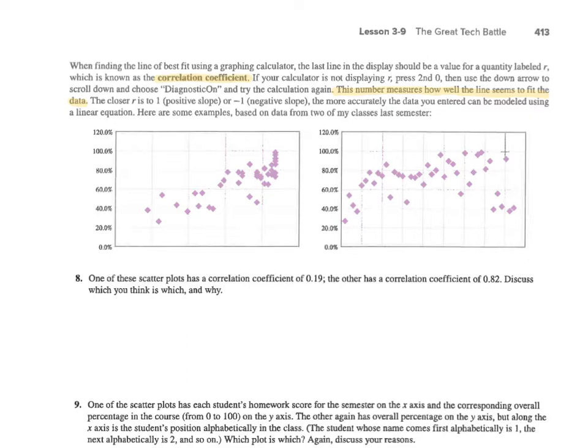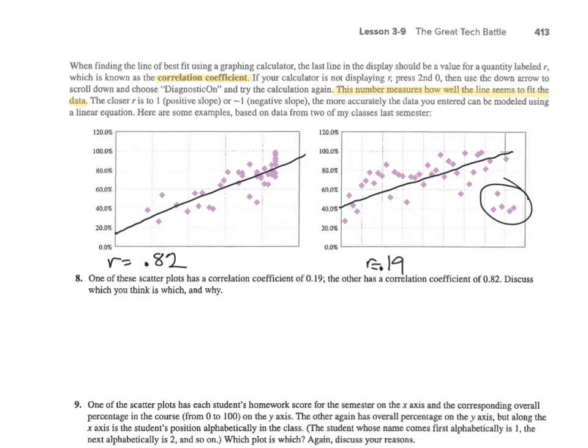So if I drew a line kind of through these points, it looks to me that a lot of these points aren't that far from the line. And if I try to do the same thing over here, well, we have some issues, don't we? Okay. So I'm thinking that this graph has an R of 0.82 and this graph has an R of 0.19.